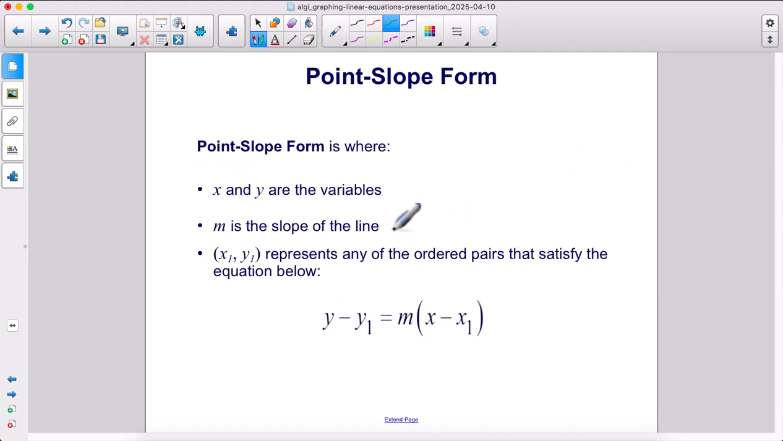Point slope form is where x and y are the variables. They will remain in the equation as x and y. M is the slope of the line, and x1, y1 represent any of the ordered pairs that satisfy the equation.